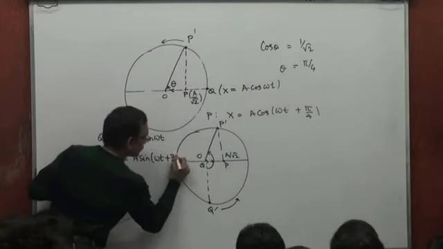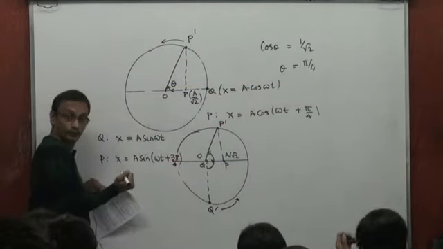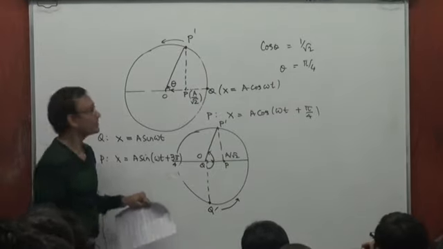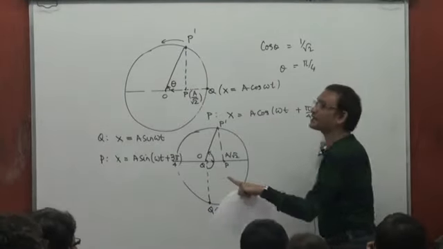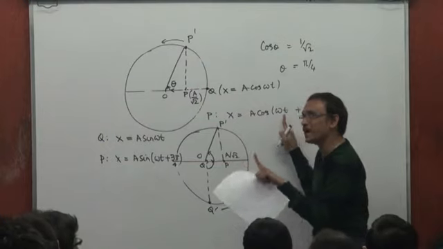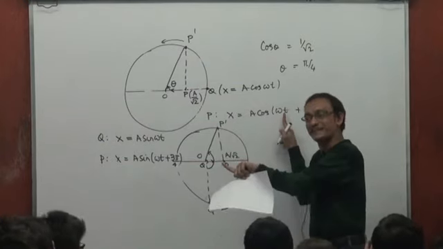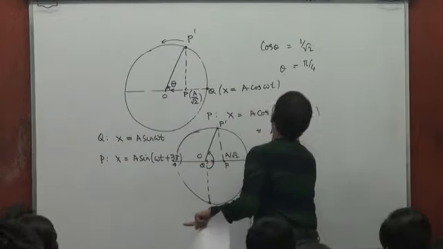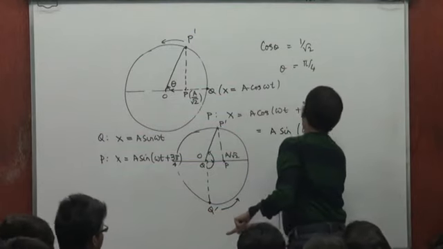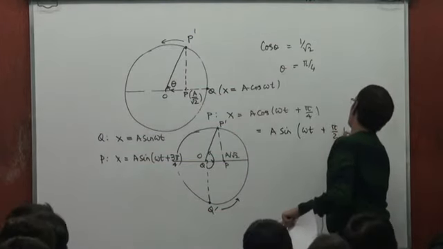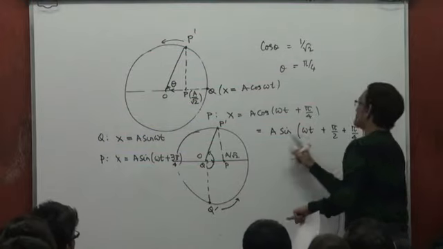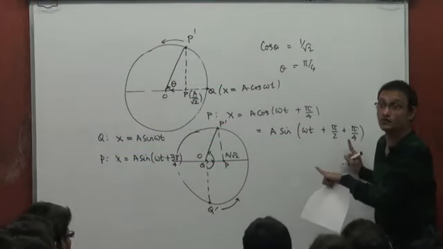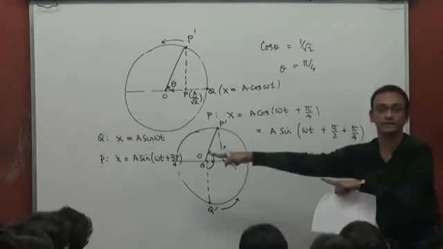Yes or no? Are you fine with this? And you know, the two would actually be the same because cos theta is the same as sine 90 plus theta, right? So this could have been written as a sine omega t plus pi by 2 plus pi by 4, which is a sine omega t plus 3 pi by 4, which matches with that.